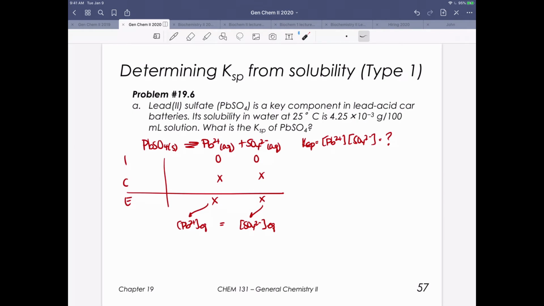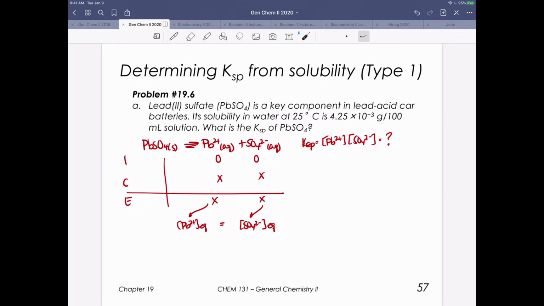So we're going to always start these problems the same way we always did. Start with a balanced chemical equation for the chemistry that's going on, in this case the dissociation of a sparingly soluble salt into its component ions. Write an equilibrium expression. So KSP is going to be equal to the concentration of lead times the concentration of sulfate, and for this problem we want to calculate what that value is.